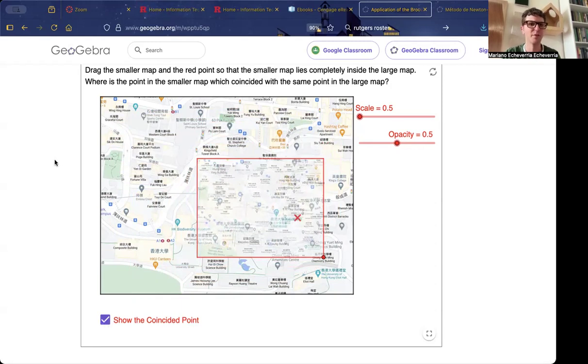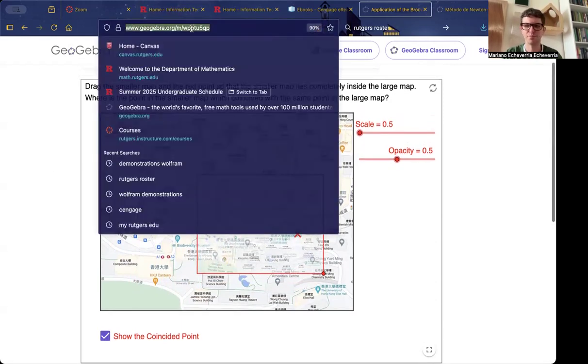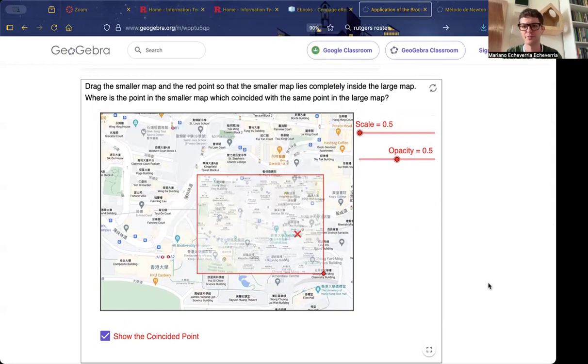So if someone wants to play with it, I can put the GeoGebra link in the Zoom chat. There are many fun applications of the fixed point theorem of that sort, where they're counterintuitive. So that's what's nice about the theorem. I thought I should at least mention it before I forget about it.